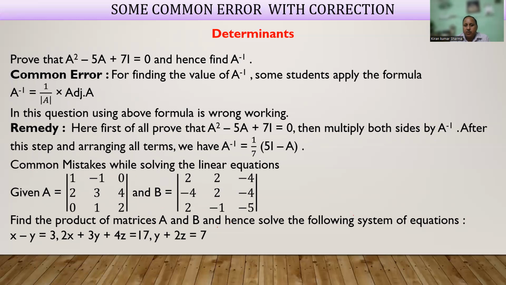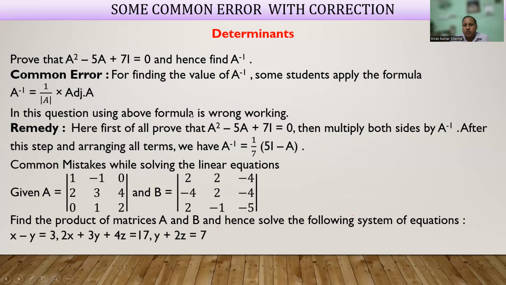So in this question, using the formula is wrong working, because the question says A is given, prove that this is equal to 0, and hence means use this equation to find A inverse. So what is the remedy? We can find A inverse from here. How? 7I equal to 5A minus A square, and then multiplying by A inverse. So A inverse is 1 by 7, 5I minus A. So in this method, we can find A inverse.